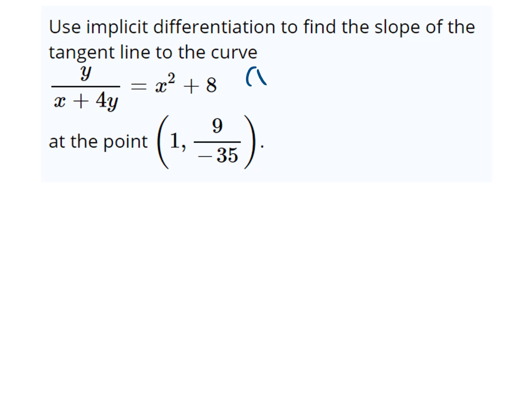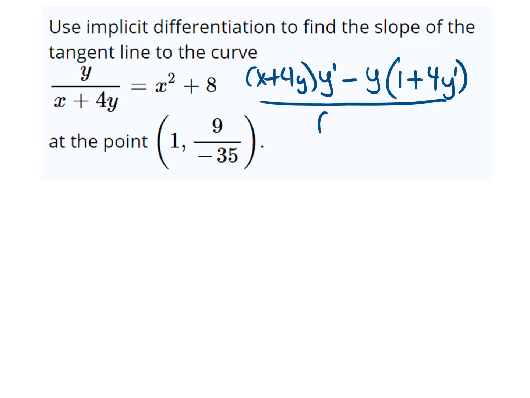So I've got bottom, which is x plus 4y, times the derivative of the top. I'm just going to call it y prime, minus the top, which is y, times the derivative of the bottom. The derivative of x is 1, and the derivative of 4y is 4y prime, and that's all over the bottom squared, so (x plus 4y) squared equals the derivative of the right-hand side. We've got 2x, and the derivative of 8 is 0. So that's what we have.